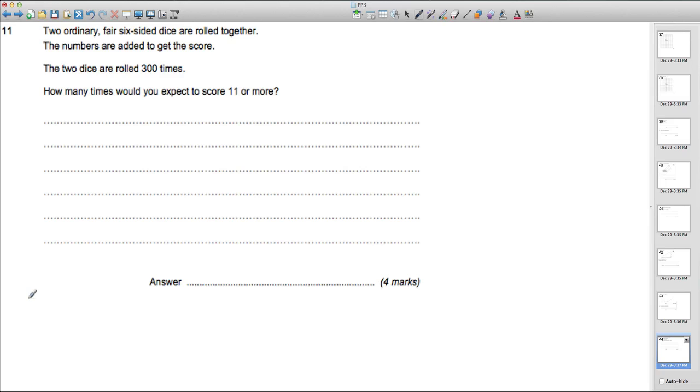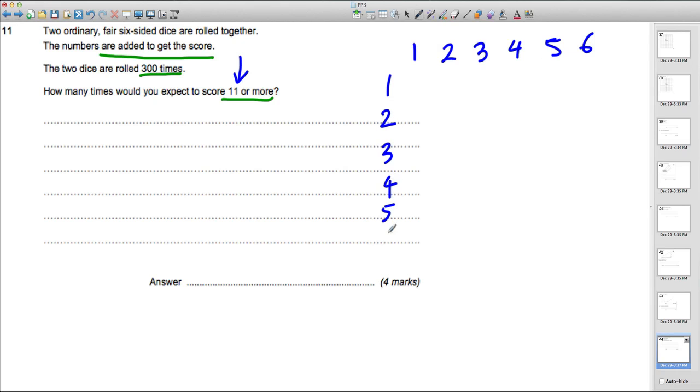Question 11. Two ordinary fair six-sided dice are rolled together. The numbers are added to get the score. Two dice are rolled 300 times. How many times would you expect to see the score 11 or more? Okay, we're going to need a sample space diagram. However, you could just think, how do you get 11 or more? Well, actually, let's just draw a sample space diagram. 1, 2, 3, 4, 5, 6. 1, 2, 3, 4, 5, or 6.